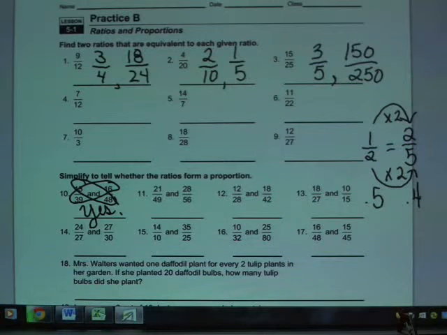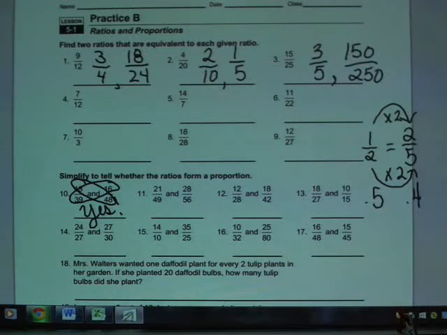Other option you have here, if you want, you can reduce the fractions. They're really ratios, but again, they function just like fractions, so we'll call them fractions. You could reduce the fractions or make them bigger, really, and see if somehow you can make equivalent fractions. We could try that on number 11.